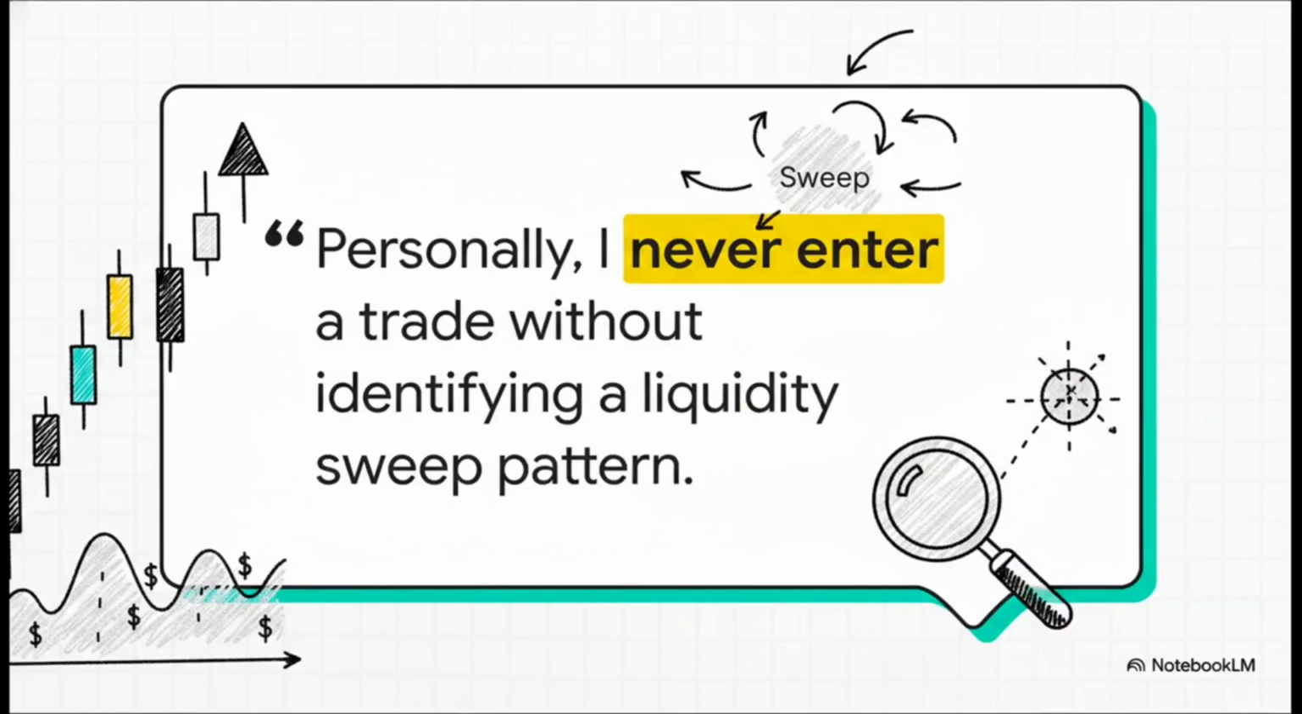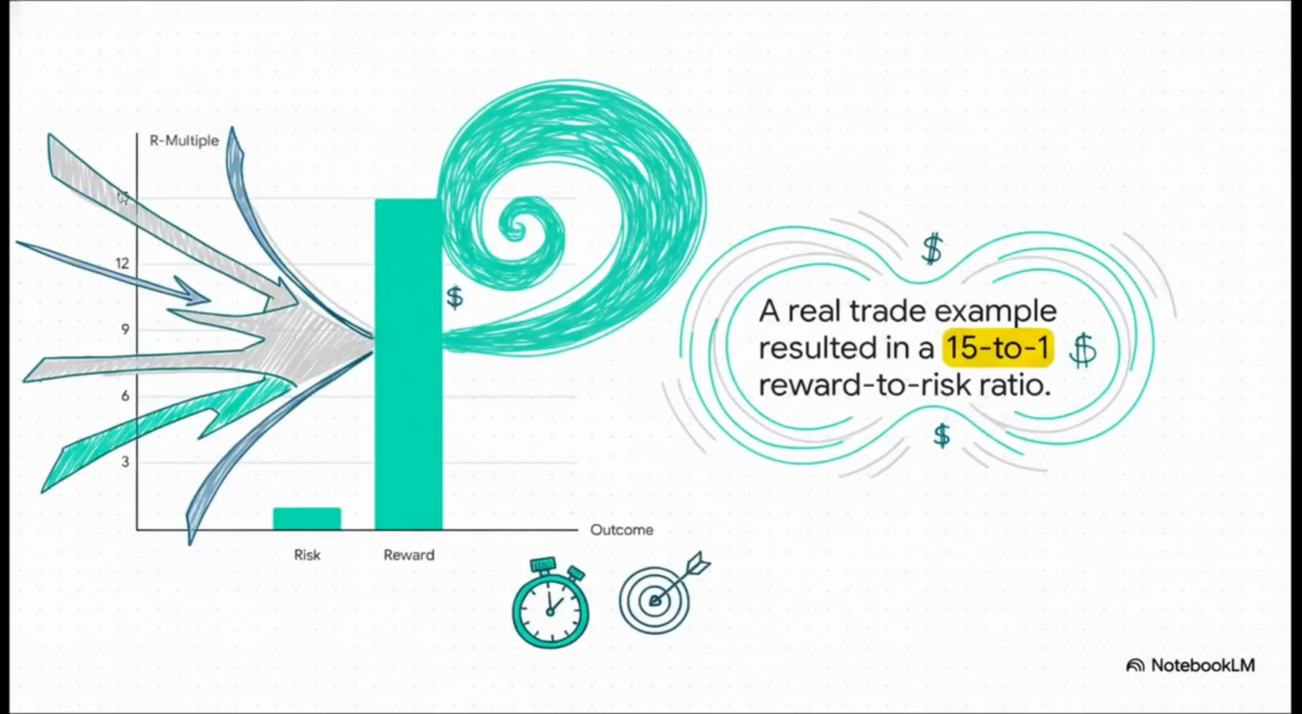The trader in the source material put it about as clearly as you can. They said, personally, I never enter a trade without identifying a liquidity sweep pattern. That just shows you how absolutely central this idea is to their entire trading process. And why is it so central? Because the potential reward is just massive. The source gives a real trade example using this exact setup, and it resulted in a 15-to-1 reward to risk ratio. I mean, think about that. By just being patient, waiting for that sweep, and entering at that high probability zone, you can set yourself up for these incredible home run trades.